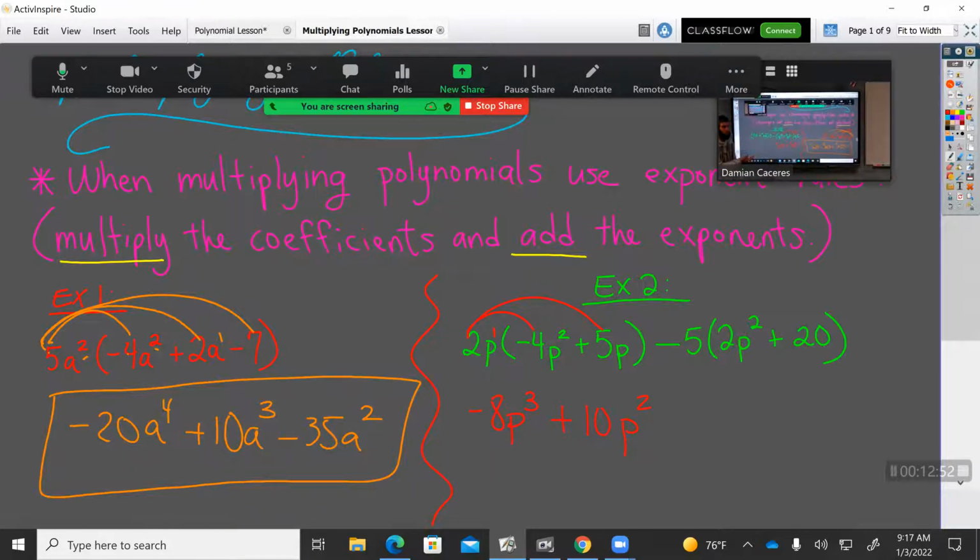Notice we got 2 results. How come we got 2 results? Because there's 2 terms in the parentheses. Now we're going to get 2 results from the next distribution. -5 times 2p squared gives you -10p squared. And -5 times 20 is -100.